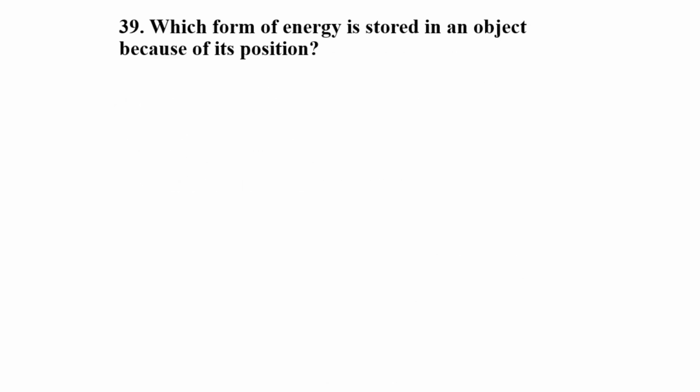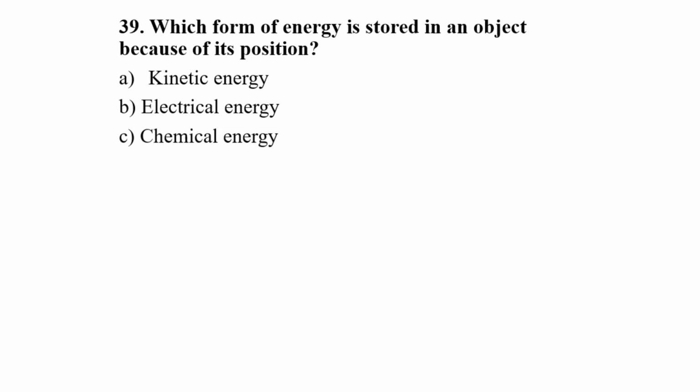Question number 39. Which form of energy is stored in an object because of its position? A. Kinetic energy. B. Electrical energy. C. Chemical energy. D. Potential energy.